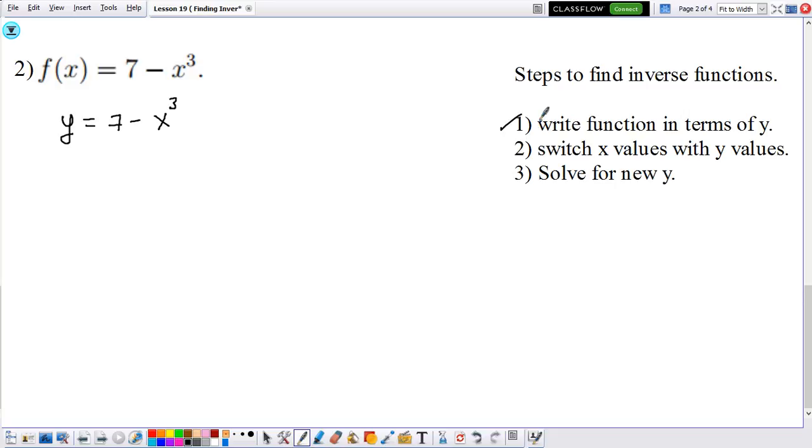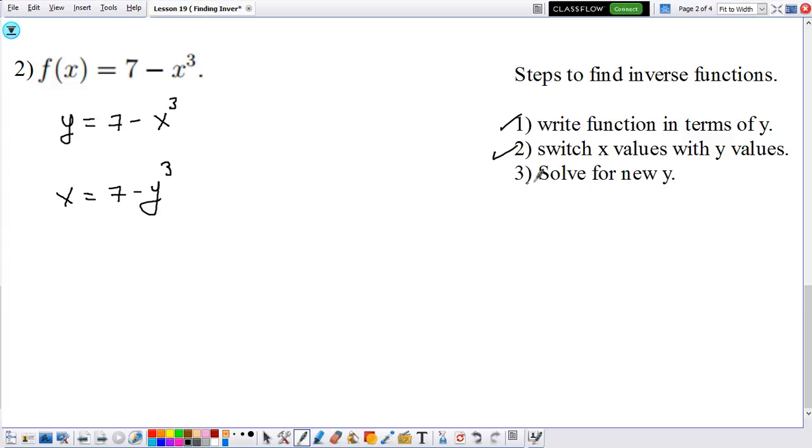Second step, we're going to switch, which is the most important step, in my opinion. So you see a y, now it gets an x. 7 minus, it's a y, it's an x, now it becomes a y. Let's rewrite that y. Excellent. So we're done with step 2.